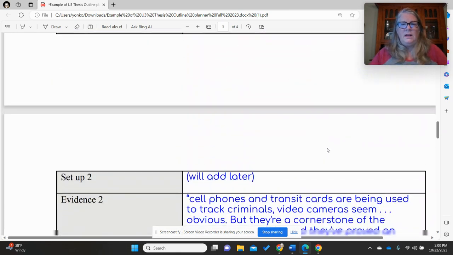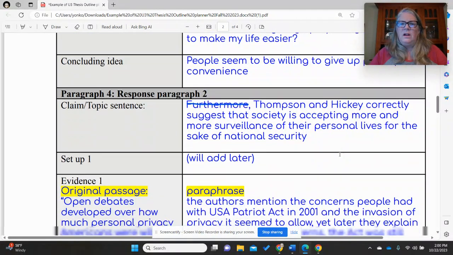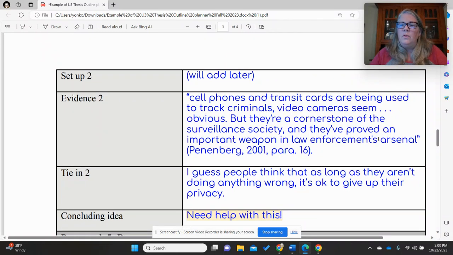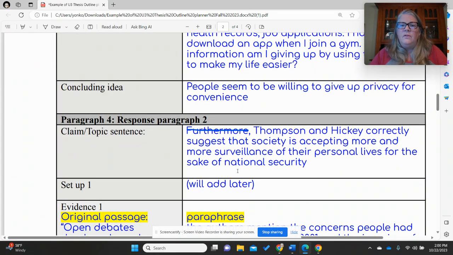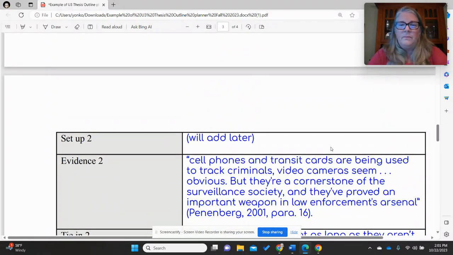Okay. And then the evidence 2, what's this one? They're accepting more surveillance of their personal lives for the sake of national security. "Cell phones and transit cards are being used to track criminals. Video cameras seem obvious, but they're a cornerstone of the surveillance society, and they've proved an important weapon in law enforcement's arsenal." Personal lives for the sake of national security. So we want to make sure that the quotes are touching back on what the topic sentence says. We're being very careful as we add evidence to make sure that the evidence is directly linked or can be directly linked to that topic sentence. All right, so we're being very selective and careful in our quoting, making sure that it fits.